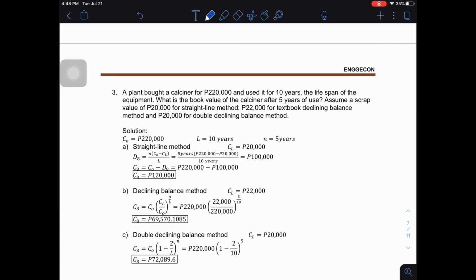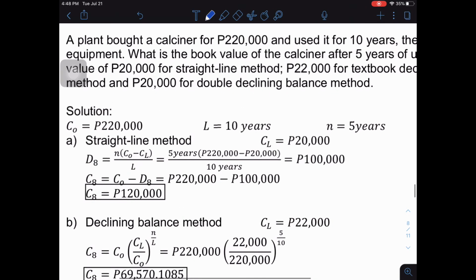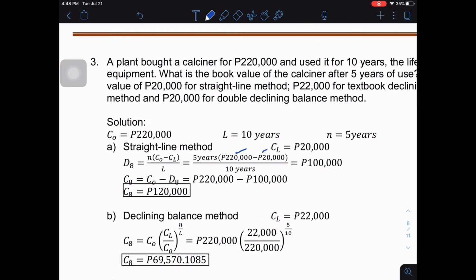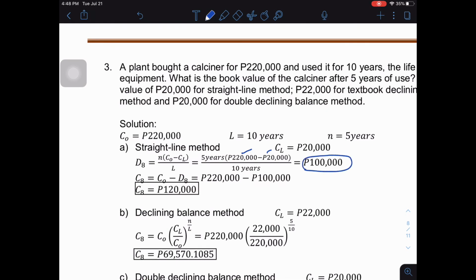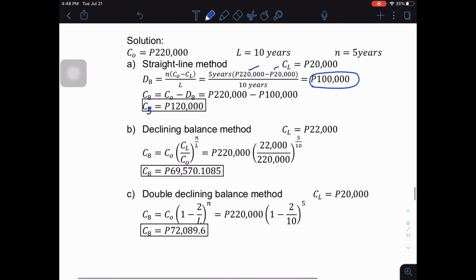For straight line method, okay, so we have to solve first what is the total depreciation at the end of 5 years. Okay, so that's the original cost, salvage value. Okay, we just have to subtract that, and our answer would be 100,000. Next, for the book value at the end of 5 years, so we have 120,000.